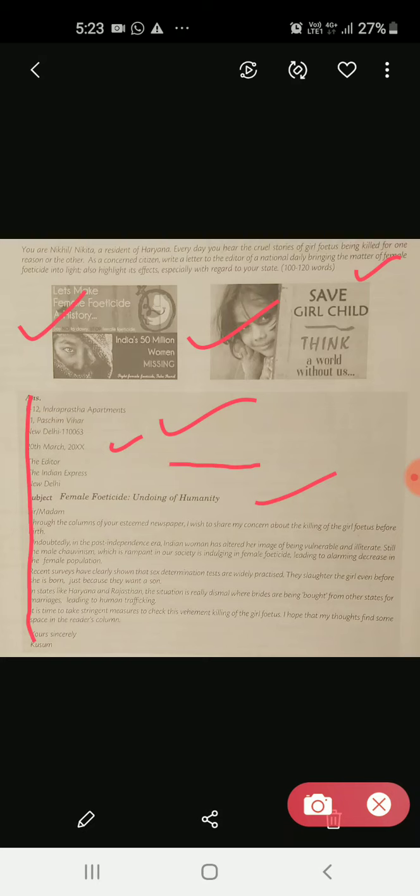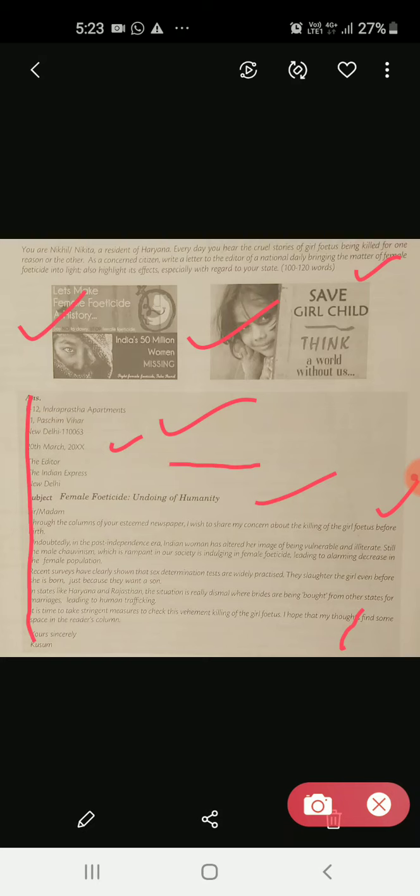Then the opening lines. Often students ask me, ma'am, how do we write the opening lines? See, students, opening lines totally depend upon the kind of letter you have to write. Here, the letter is requiring you to highlight an issue. So, how will we write it? Through the columns of your esteemed newspaper, I wish to share my concern about killing of girl fetus before birth. So, this is your introductory paragraph of the body.